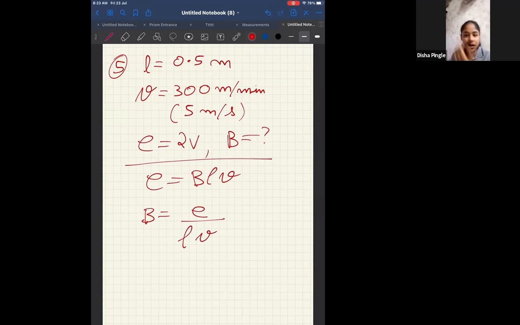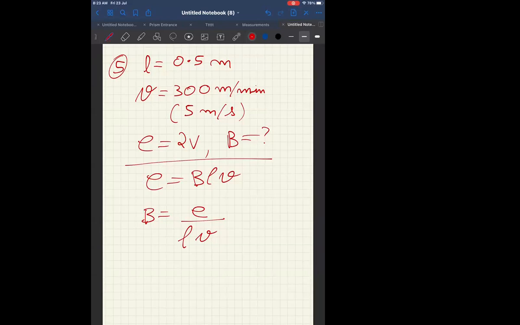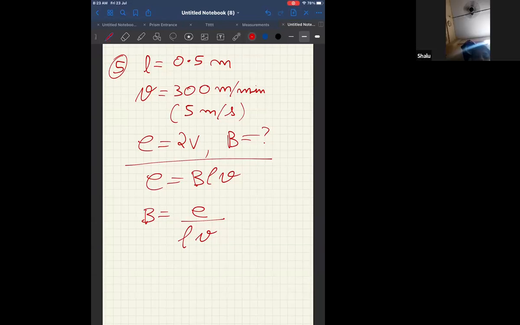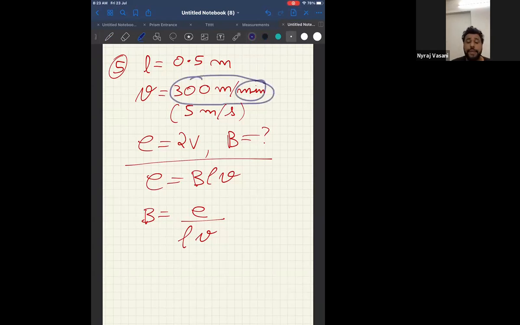Excuse me, sir. I don't understand. Why did you take 5 meter per second? Okay. Why did I take 5 meter per second? Can anyone answer? I'll tell you, because in the question it is 300 meter per minute, but our SI unit of velocity is meter per second. That means I have to convert meter per minute into meter per second. That is why I have to divide it by 60, and that is how I will get the answer as 5. Is it clear?